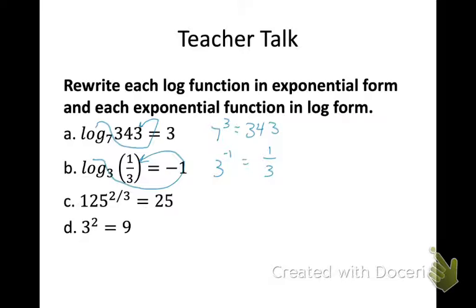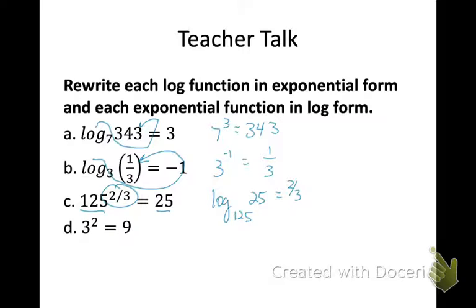Now C and D are exponential equations, and we need to rewrite them as logarithms. So I think I just build my logarithm one piece at a time. So I start by just writing log, and then I locate the base, which is 125. Then I locate the value, which is 25, and that goes next. And then finally the exponent, and that's what the logarithm will equal.